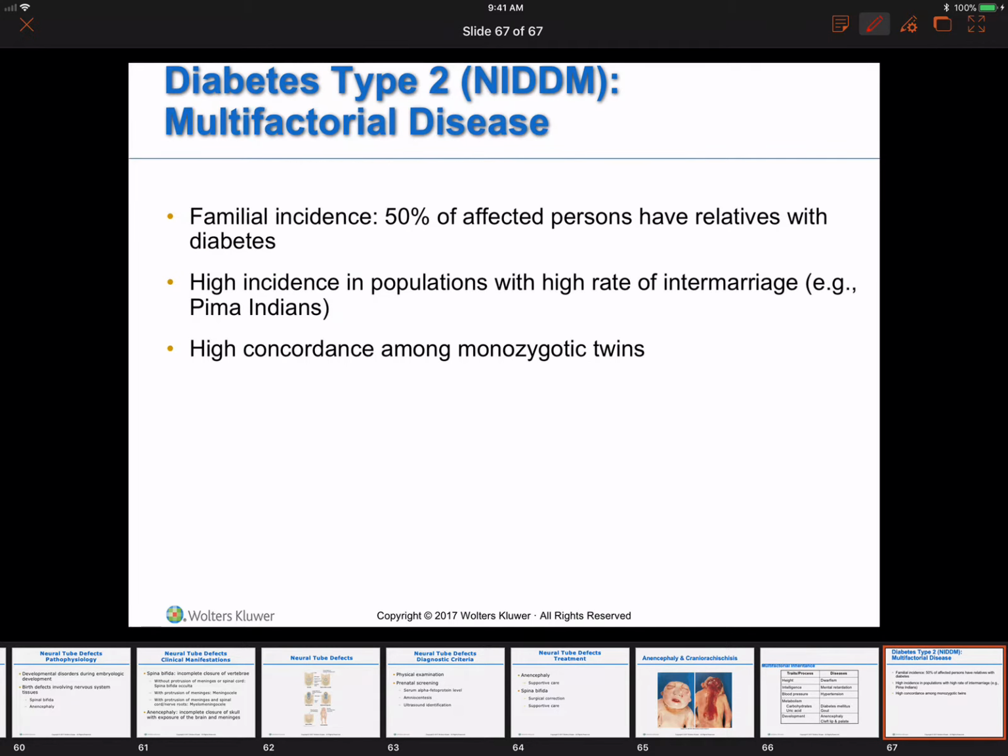With diabetes, although we'll discuss it in more detail in the future, in the endocrine system, it's probably the classical example of a multifactorial disease, and about 50% of these individuals have relatives who have diabetes. So that suggests there is some genetic component to it.